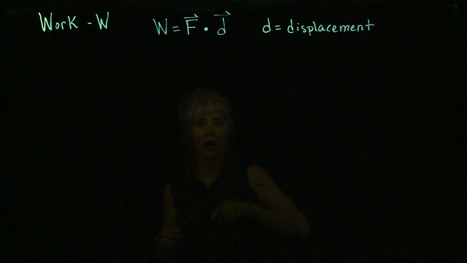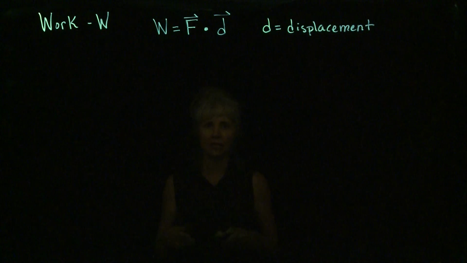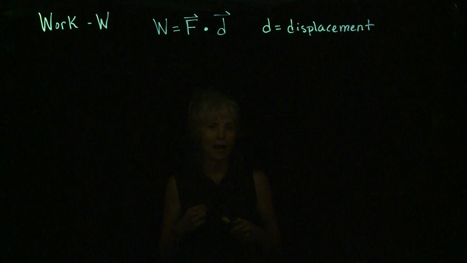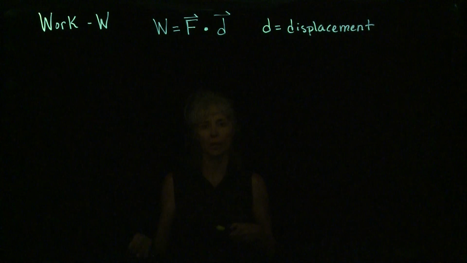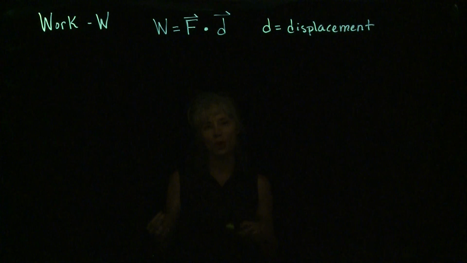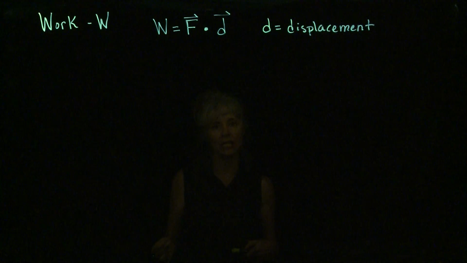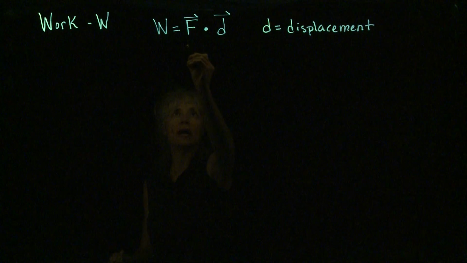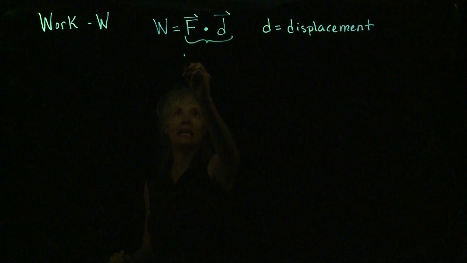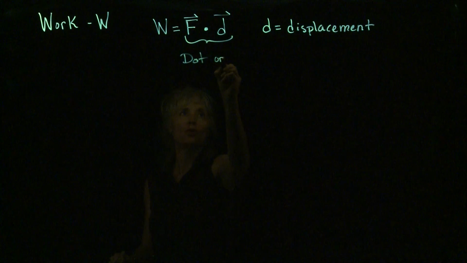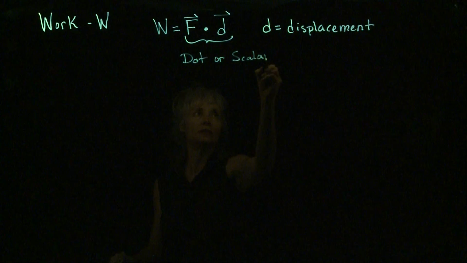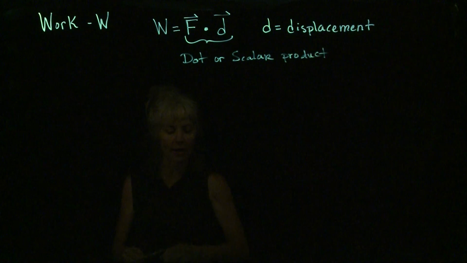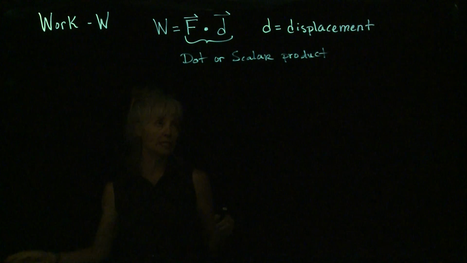Now you look at this dot right here and you say to yourself, that must just be a multiplication symbol. And somewhere in our math studies we may have used a dot to imply multiplication. But the dot product has a very specific definition. It is not the same as simply multiplying two numbers. So this is known as a dot or scalar product.